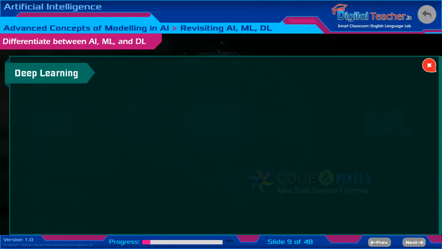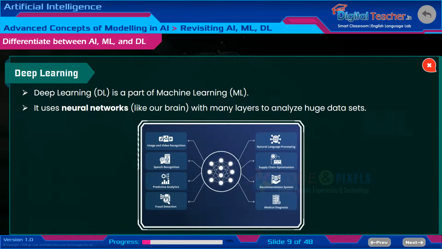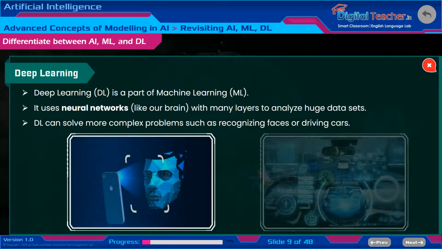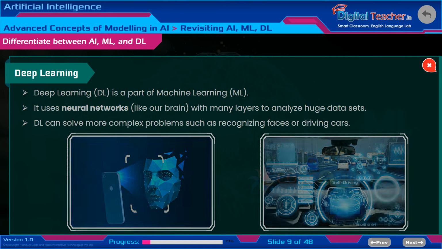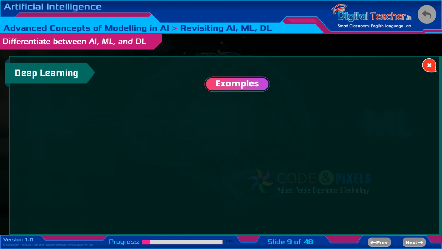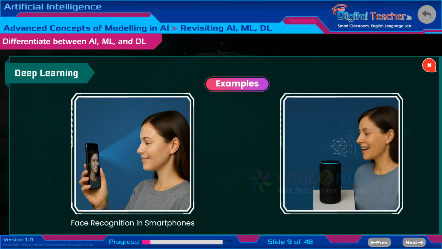Deep learning. Deep learning is a part of machine learning. It uses neural networks with many layers to analyze huge data sets. Deep learning can solve more complex problems, such as recognizing faces or driving cars. Example. Face recognition in smartphones and voice assistants like Alexa use deep learning to understand images and speech.